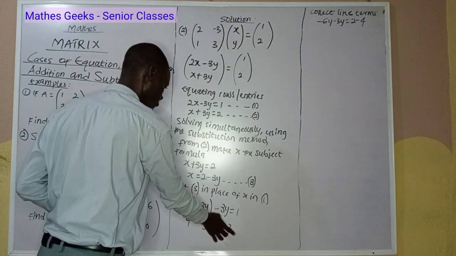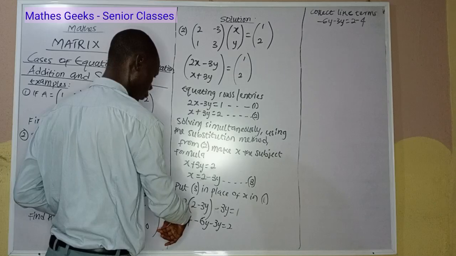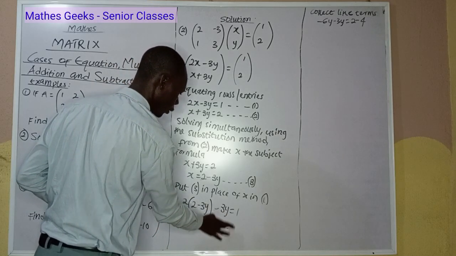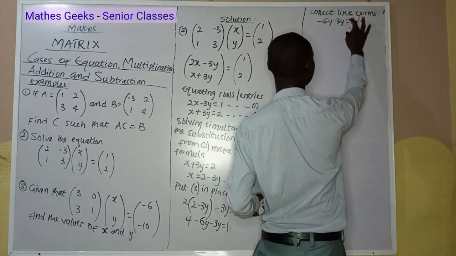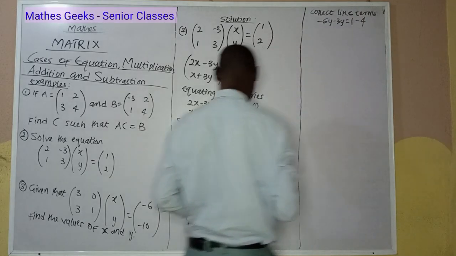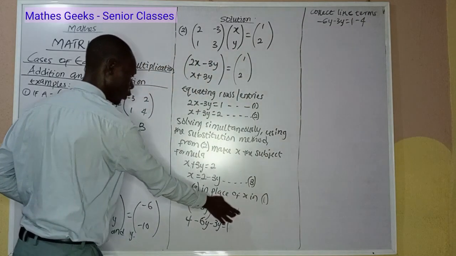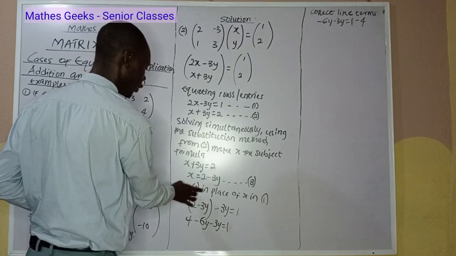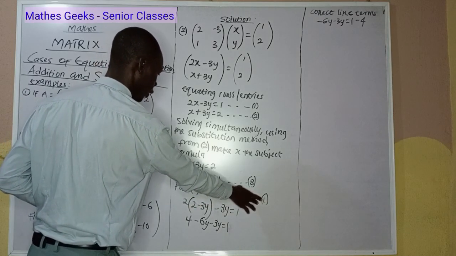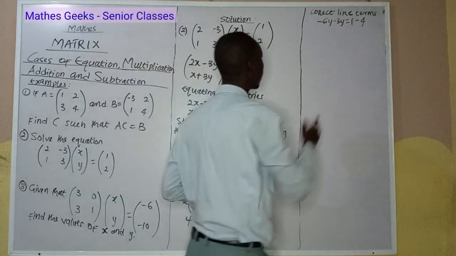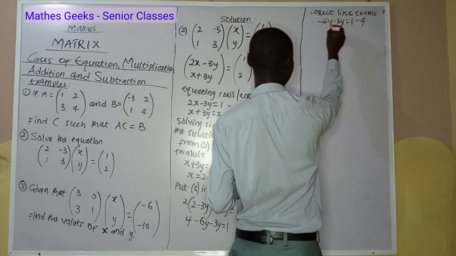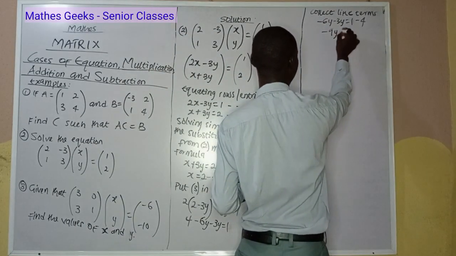So 2 minus 4, is it 2? No, it's 1. It's not 2, it's 1. 1 minus 4, because here's 1, and we put 3 in place of x in equation 1. Equation 1 is 1, so it's not 2. So now let's proceed. Minus 6 minus 3 is going to give us minus 9y.